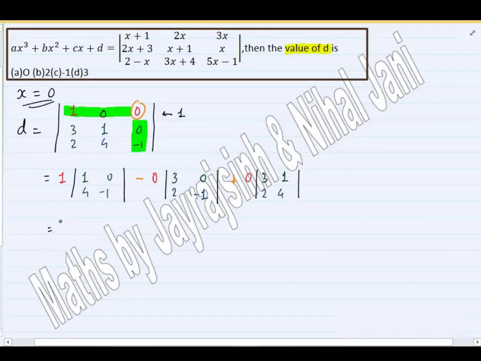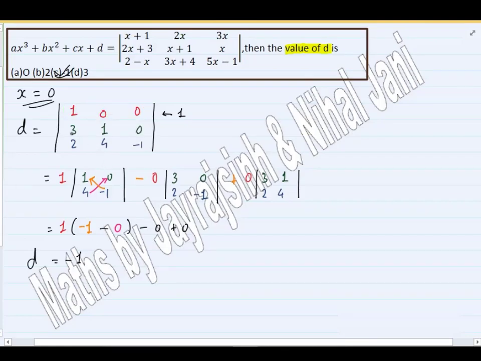Now we just have to expand the first determinant by multiplying 1 with minus 1, which will give us minus 1, minus 4 with 0 will give us 0. Rest of the terms will be 0, right? So your final answer is minus 1. Your D is minus 1. Option C is your answer.